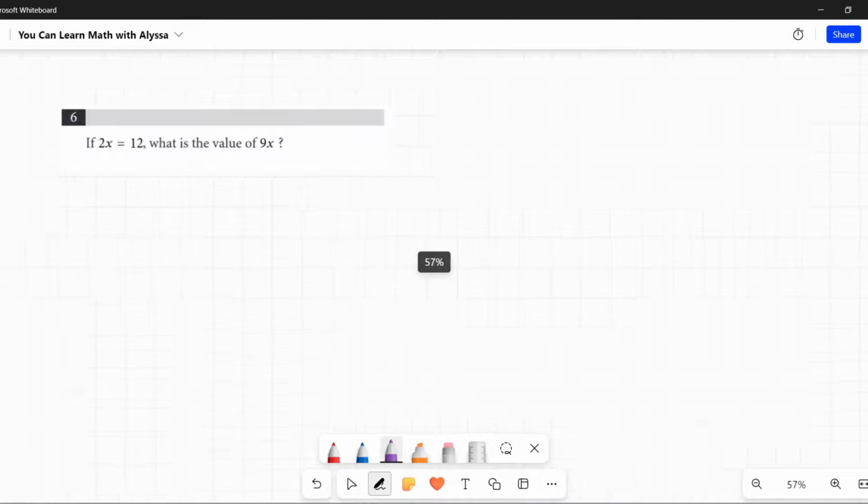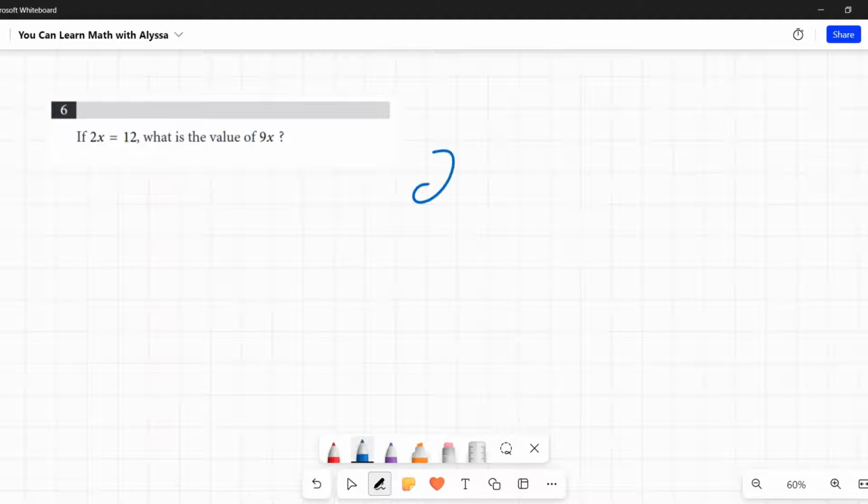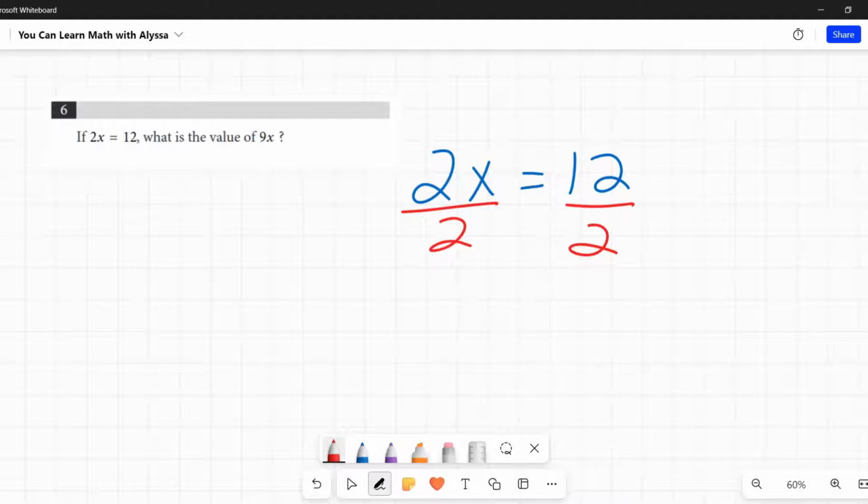On to number 6. If 2x equals 12, what is the value of 9x? So first we're going to solve for x, and then we're going to evaluate what 9x is. So if 2x equals 12, 2 times x, I need to do the opposite of that, or divide, to solve for x. So I divide both sides by 2, and I get that x is equal to 12 divided by 2, or 6. Now I know what x is.